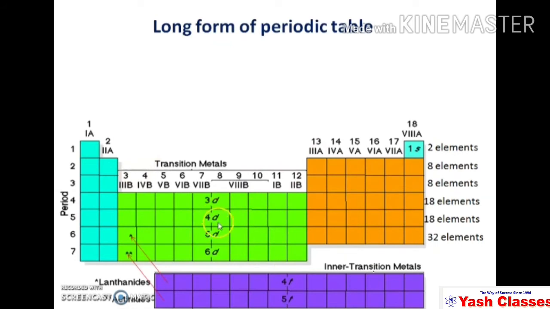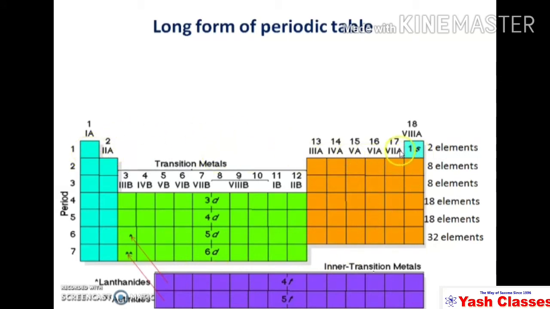This is the long form of the periodic table. There are four blocks, as I said. This is the s block. In the s block there are two columns, first and second. This is the d block. In the d block there are 10 columns, column number 3 to column number 12. And this is the p block. In the p block there are 6 columns or groups, group number 13 to group number 18. And this is the f block.